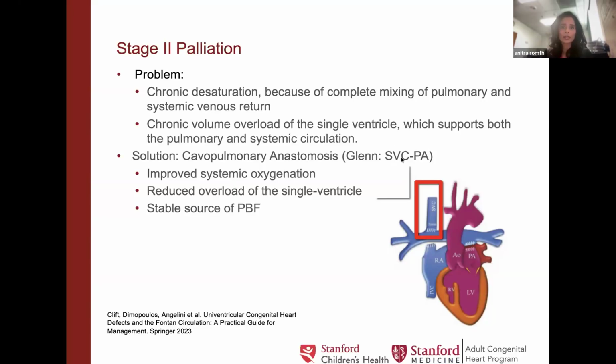So the solution with this, Glenn, then you have improved systemic oxygenation. It's not perfect because, remember, we still have IVC, systemic blue blood, mixing with our oxygenated blood that came from the lungs.